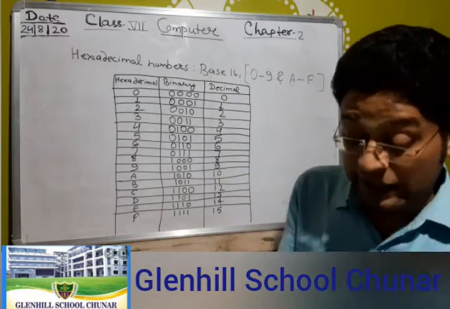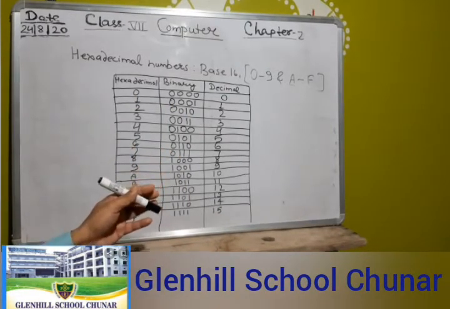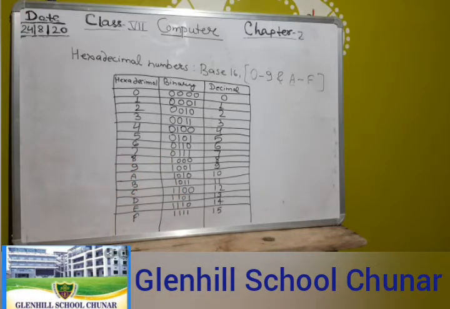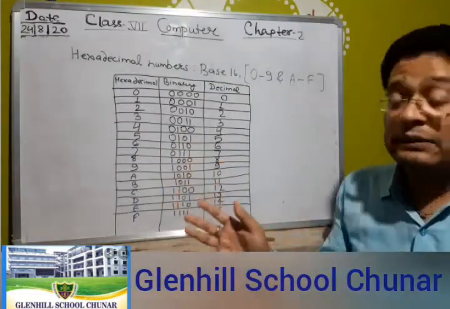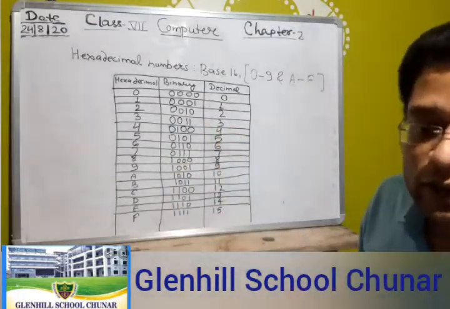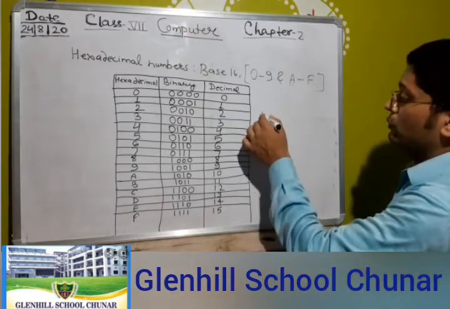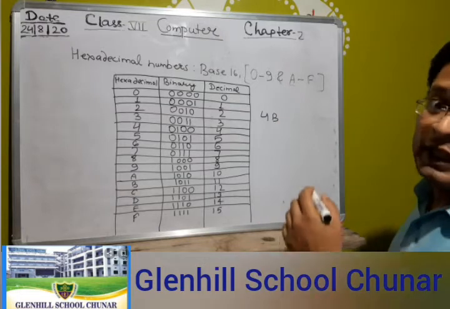So this table displays the binary and decimal equivalents of some hexadecimal numbers. Okay, student, so please learn the hexadecimal values in binary and decimal numbers. Suppose I give you some values like 4B and 3A.